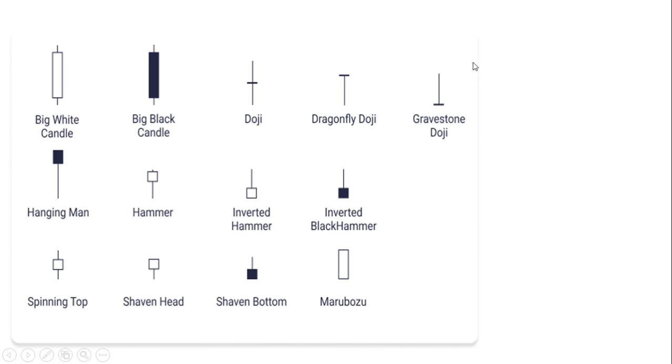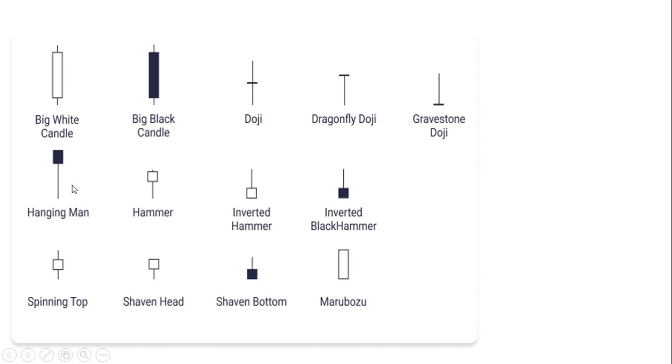Like this one now, you can see it came back. This is a gravestone doji. You can see it opened and closed at this point. You can see how this one appeared. This is a hanging man candlestick.